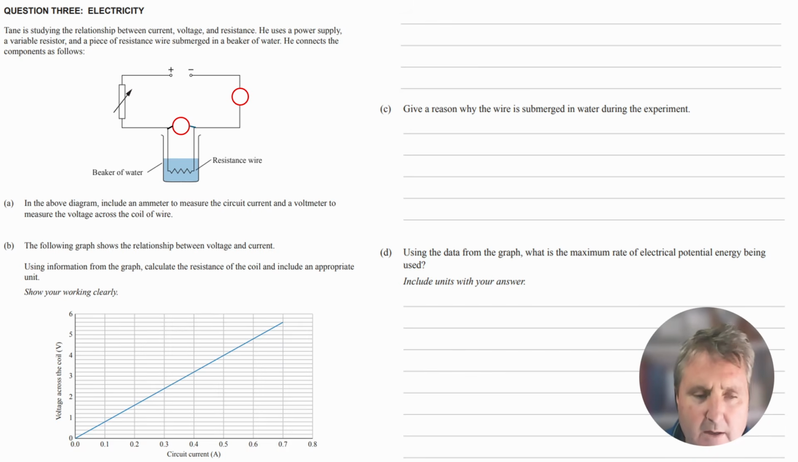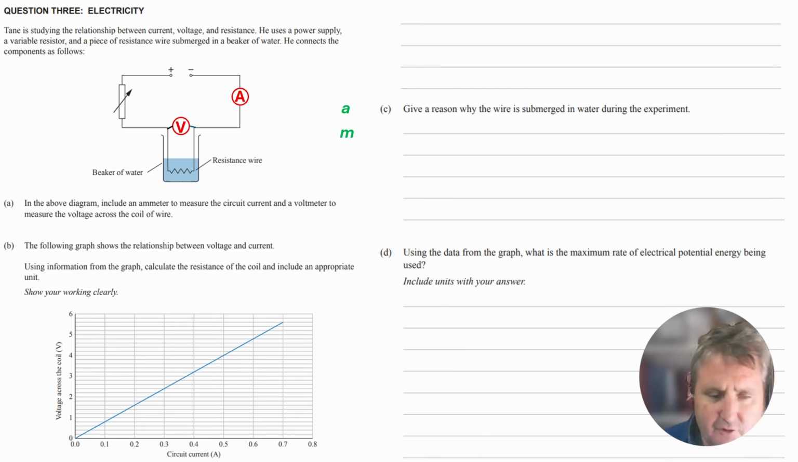Okay, so A, in the above diagram, include an ammeter and a voltmeter to measure this. So they want us to put an ammeter and a voltmeter into the circuit. The ammeter goes here in series in the circuit, and the voltmeter goes across. I want to work out the voltage of this wire, so I put the voltmeter across the wire. Now they're going to give us an achieved if we put one of these in the correct place, and a merit if we have both of them.